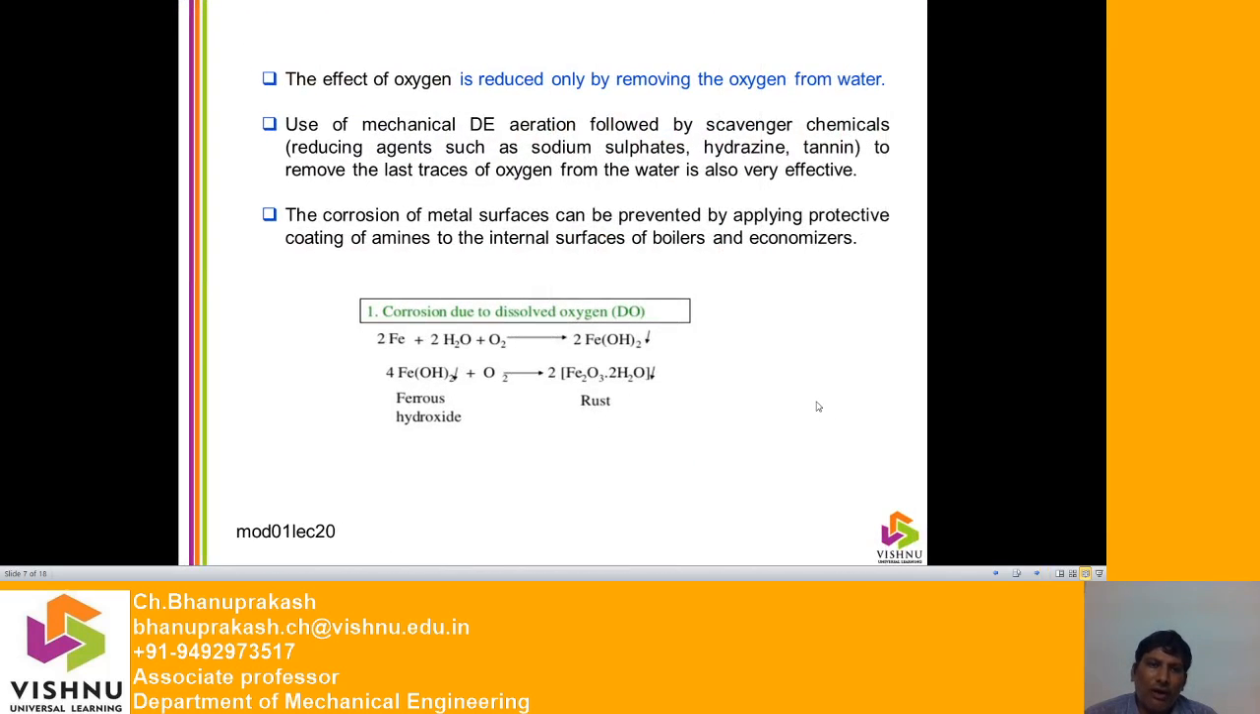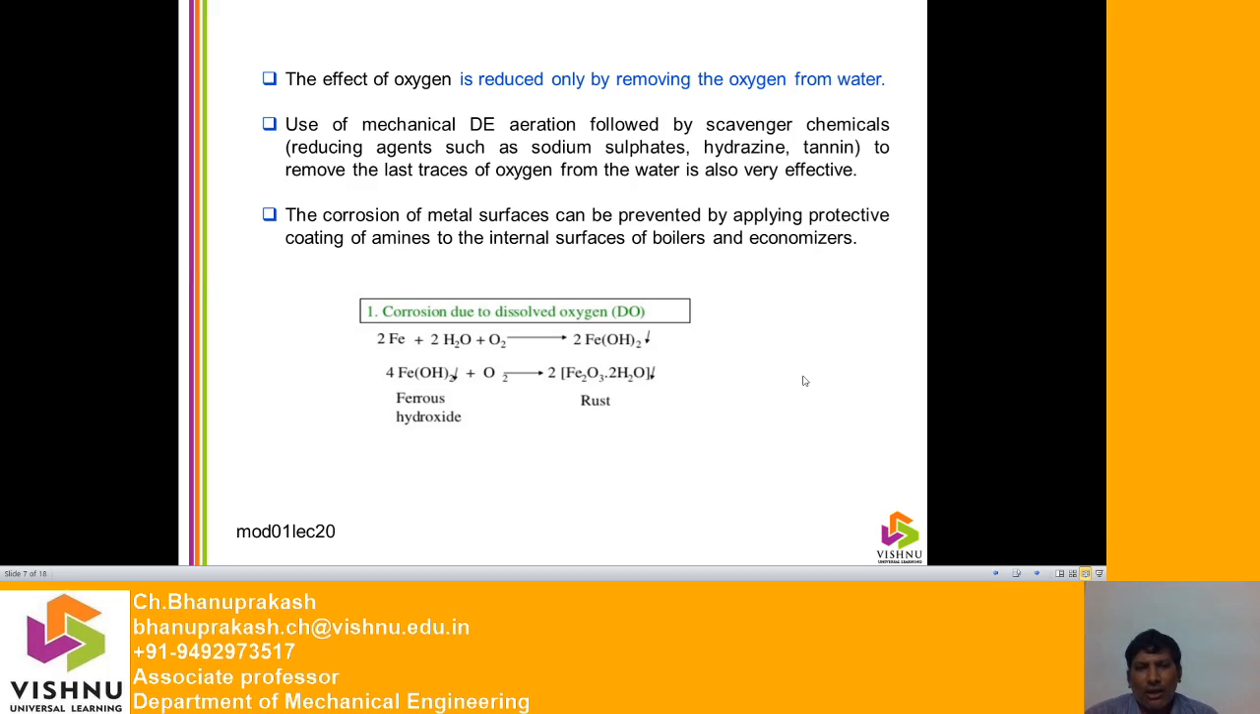So what is the effect of oxygen, and how can it be reduced? Generally, it is reduced only by removing the oxygen from water. How is it removed? Generally, mechanical deaeration is used, and also scavenger chemicals. What are the chemicals? Reducing agents such as sodium sulfate, hydrazine, and tannin. They remove the last traces of oxygen from the water very effectively, so we can reduce the oxygen levels.